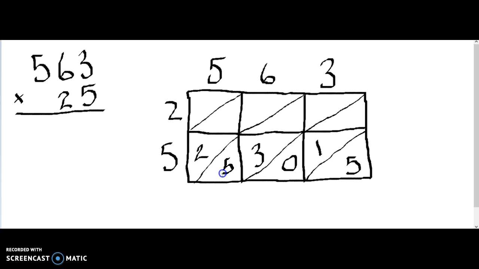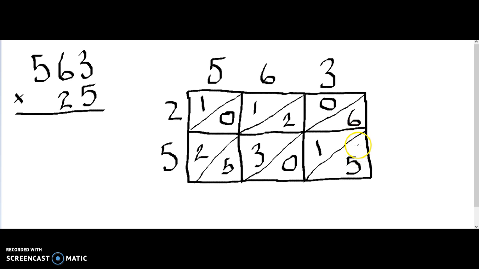Then we will go and multiply 2 times 3, which is 6. We'll put the 6 in its ones place and a 0 to mark our spot. Then we will multiply 2 times 6, which is 12. Our 1 in the tens place and our 2 in the ones place. Then we'll go and multiply 2 times 5, which is 10. Leaving our 1 in the tens place and our 0 in the ones place to mark our spot.